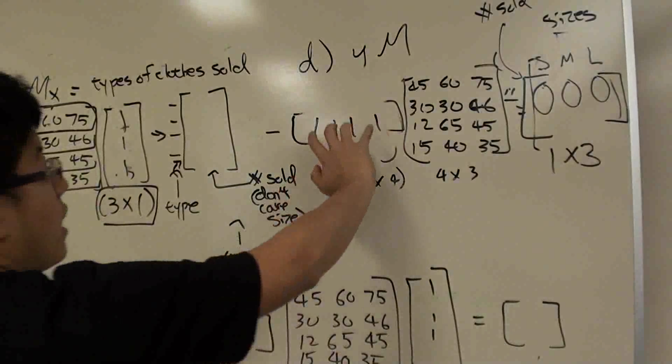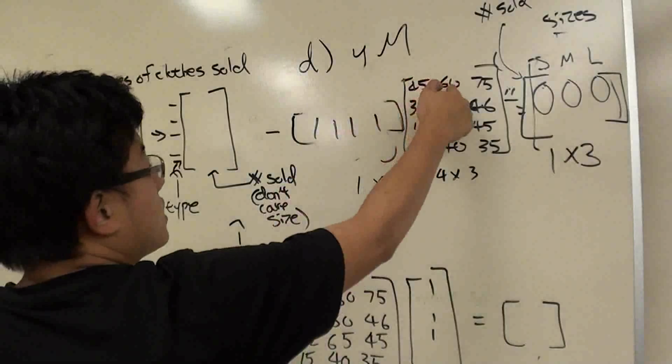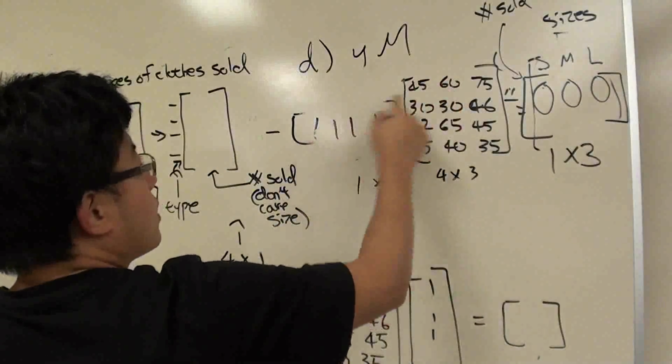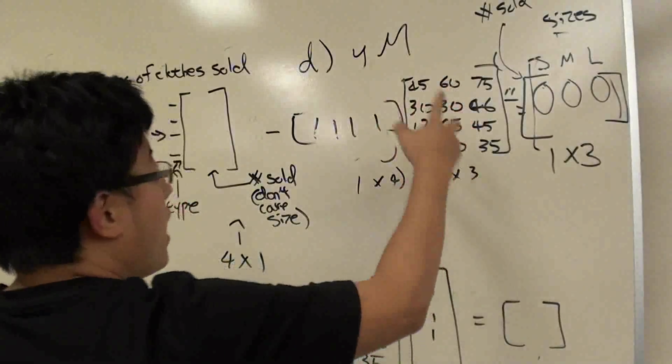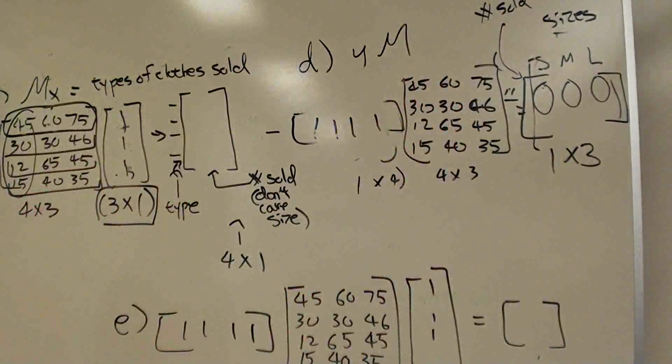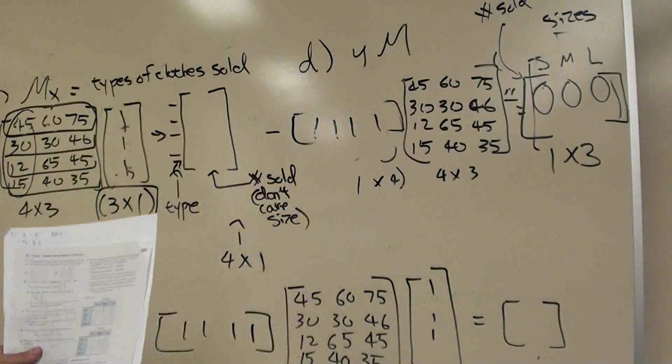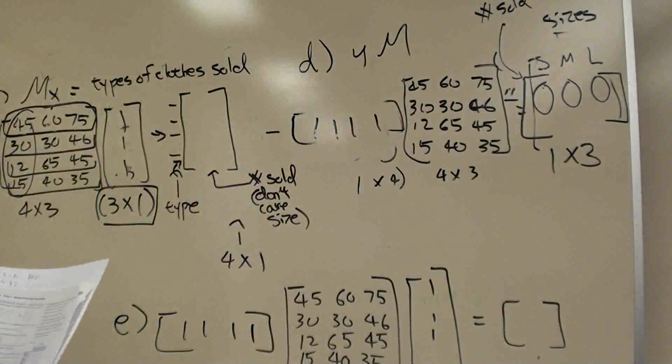So that's the case. And the next column: 60 times 1 plus 30 times 1 plus... So essentially just 60, 30, 65, 40, add them all up. Those are all medium sold. So that's the case, and that really covers D. Now the last part is the beautiful part, the E.